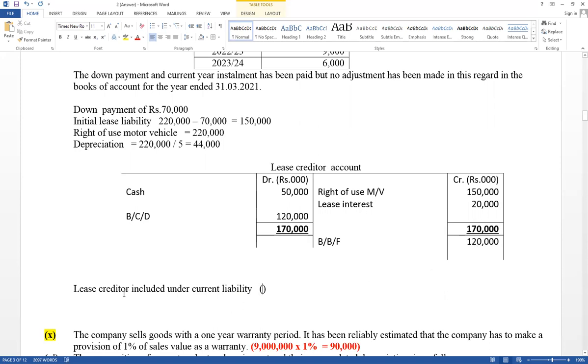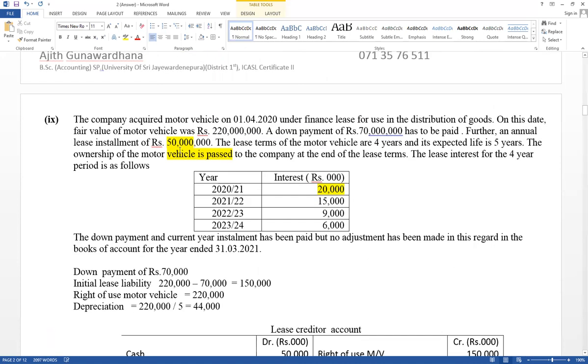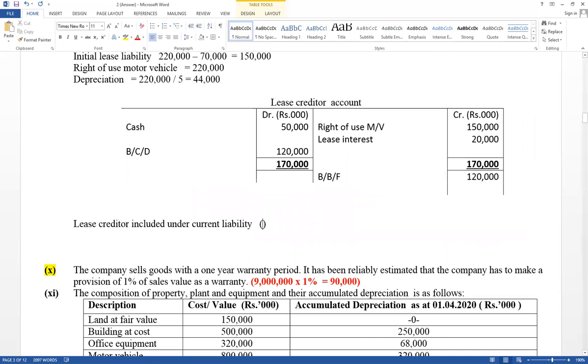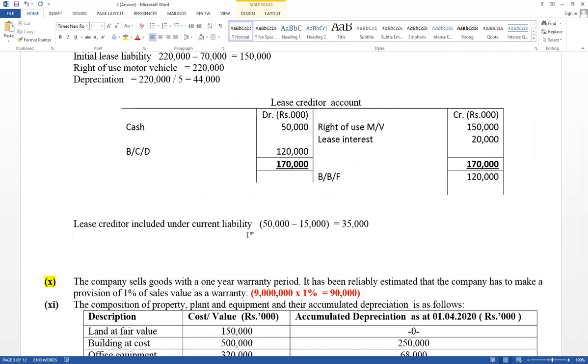Therefore, under current liability as a lease creditor should be included the installment minus next year interest: 50,000 minus 15,000. Therefore, the value equals 35,000. This is the value that should be included under current liability as a lease creditor. The balance part should be included under non-current liability.